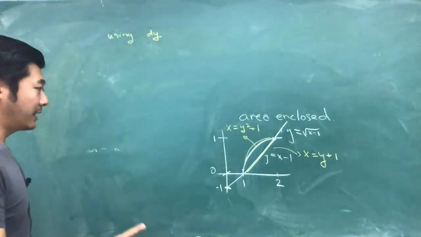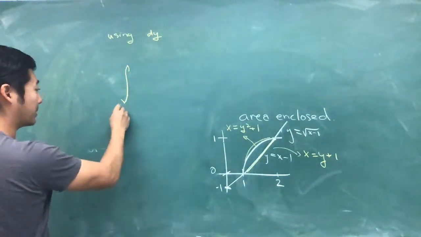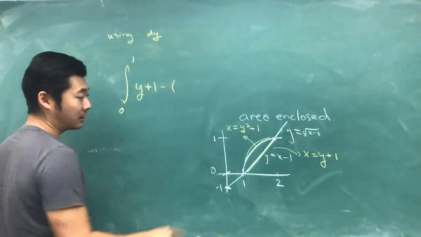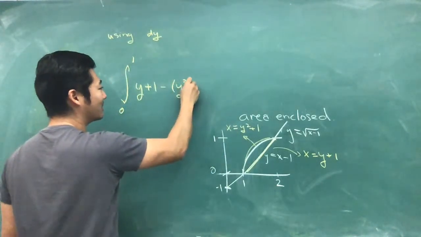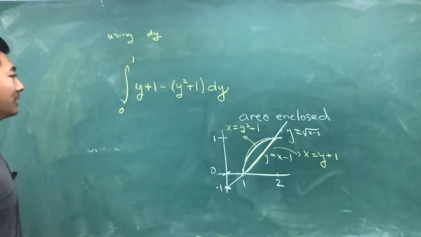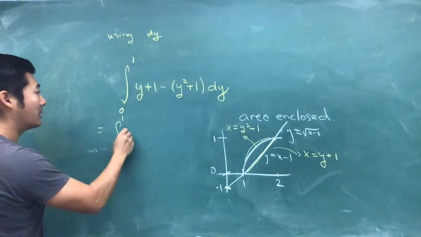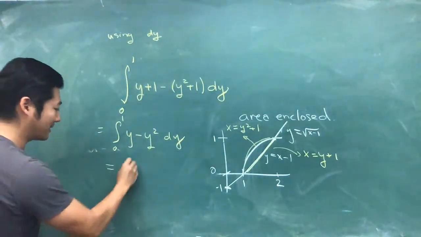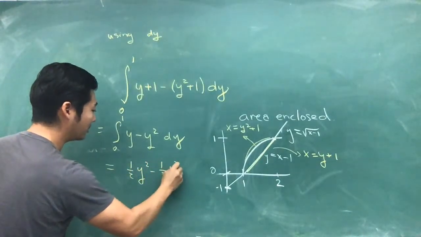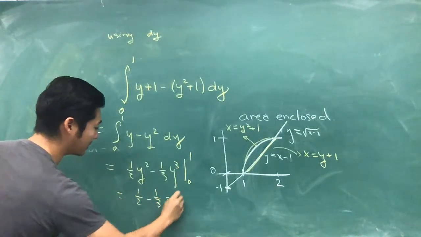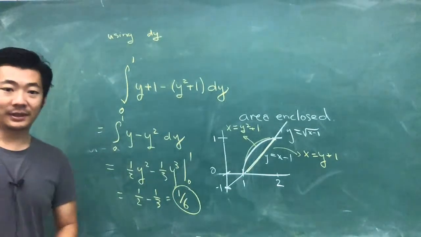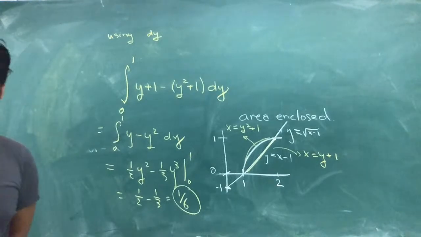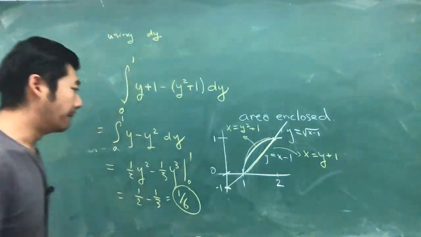Okay? And then this integral will be from 0 to 1 of the right curve, y plus 1, minus the left curve, y squared plus 1, dy. And so this is just 0 to 1 of y minus y squared dy, which is a much easier integral. So this is 1/2 y squared minus 1/3 y cubed from 0 to 1. And so it's 1/2 minus 1/3, which is 1/6. So sometimes doing a dy is a lot easier. All right, so that was area between curves, and now let's review the volumes.